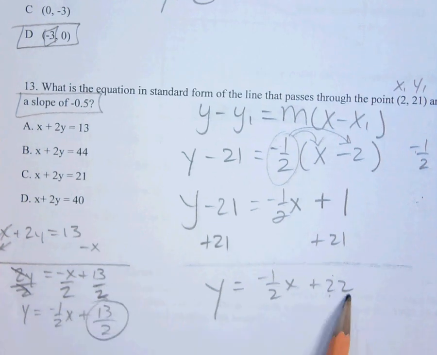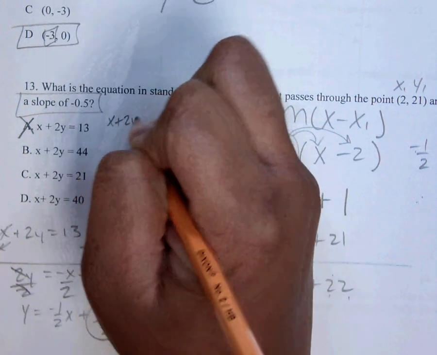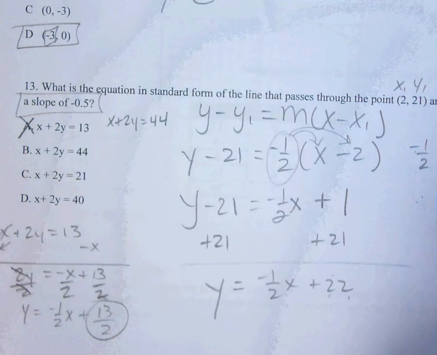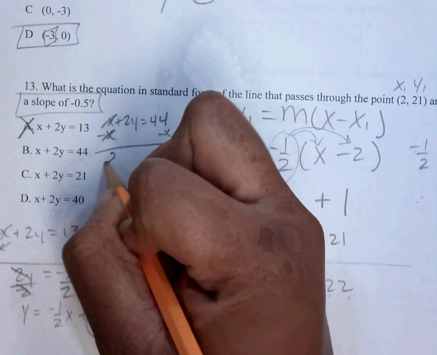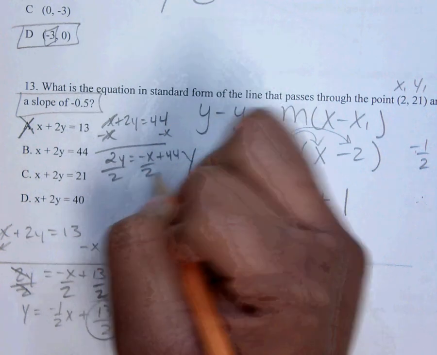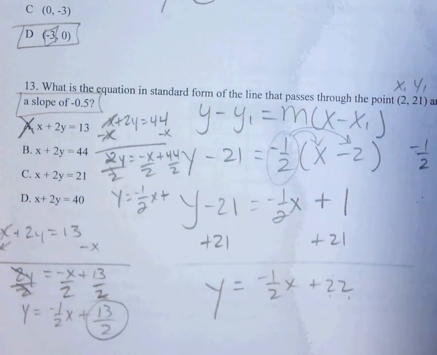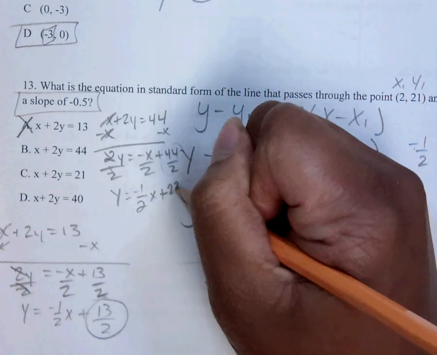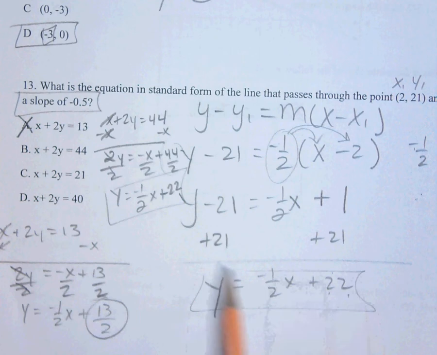Is that what I want? No, I want 22, don't I? That's not it. So now let's try B. So I'm going to put it right here. And we have to subtract x. So cancel, cancel. 2y equals negative x plus 44. Divide by 2. Negative 1/2 x plus, thank goodness, 22, because I did not want to do all 4 of those. So this matches my point slope. So I have my answer.